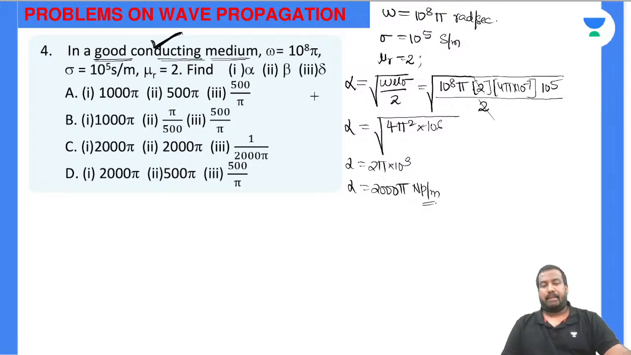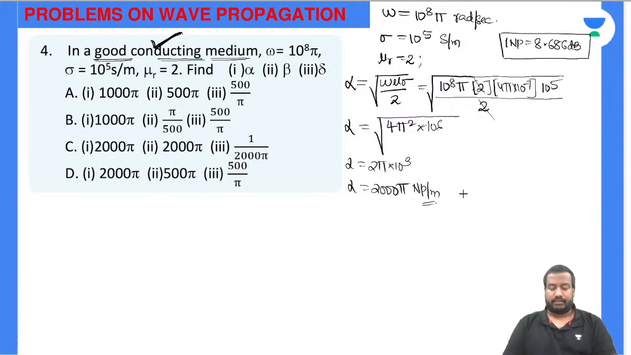1 Neper, how much is 1 Neper in terms of decibel? 1 Neper is 8.686 decibel. Default unit is Nepers.